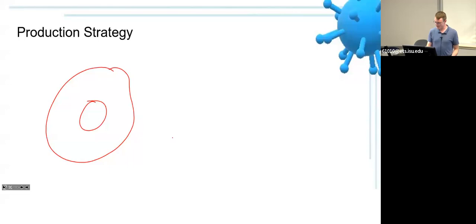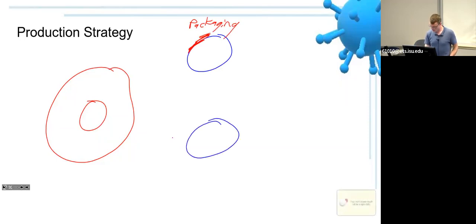So you're going to have a couple of different things to incorporate. You've got your packaging construct right here that's got all of the genes for how to produce the virus. And then you've got your transfer construct down here.